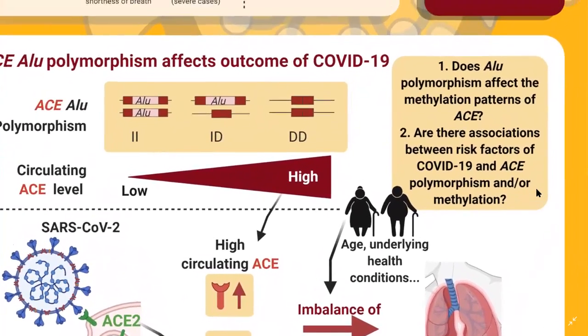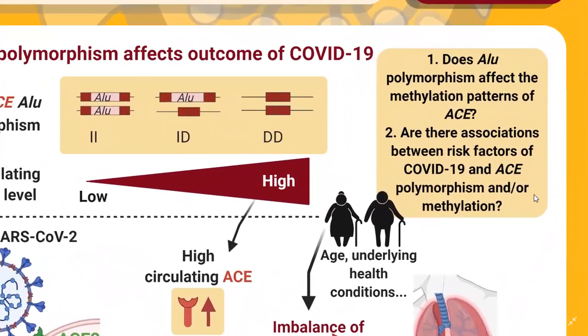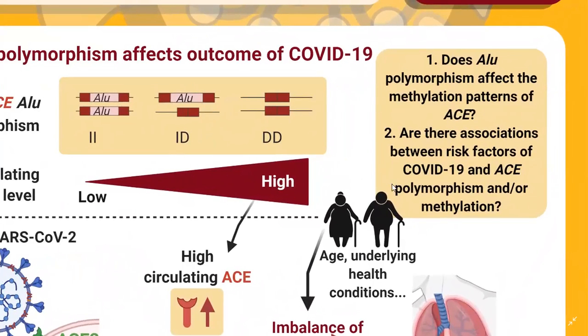Therefore, in addition to confirming the association between the genotype and the outcome of COVID-19 in the US population, we would like to know whether the Alu polymorphism affects the methylation patterns of ACE, and whether there are associations between risk factors of COVID-19 and ACE polymorphism and/or methylation.